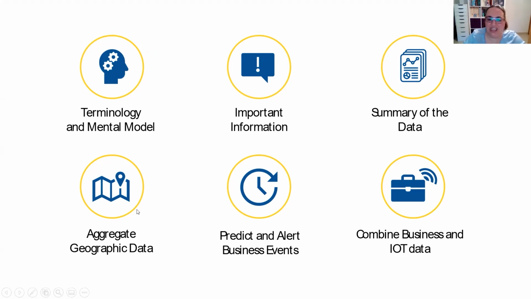We want to aggregate geographical data to help the users not be bombarded with all the information that we have. We want, and this is very important, to predict and alert for business events, and not necessarily all events that we can predict and alert. We are able to predict and alert much more than the users actually need. And we need to make sure that we predict and alert the right events and not the ones that are easier for us.